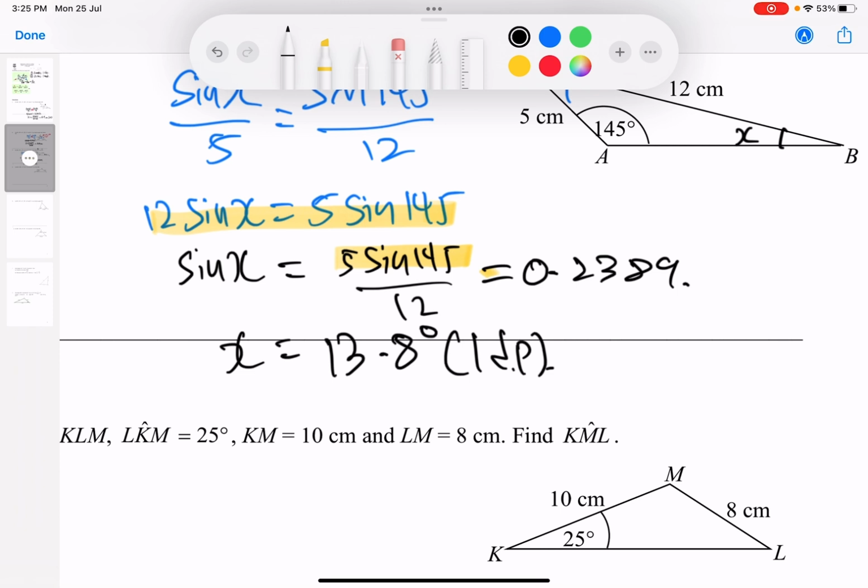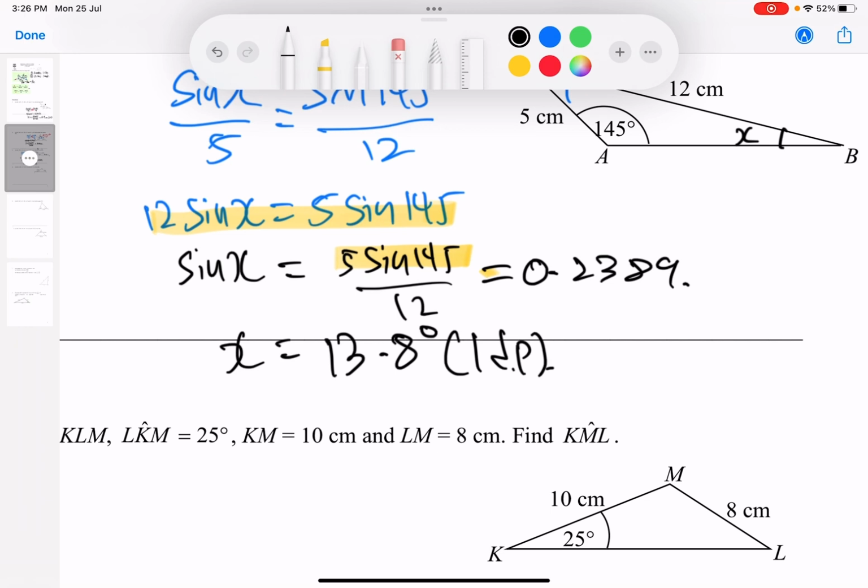So press shift sine in your calculator, then enter 0.2389. Do you get 13.8? Of course you get 13.82. Managed to get it? Okay, so that's how you actually get the answer. You need to press sine inverse. Don't leave your answer as just sine x, because you want to find out what x is.